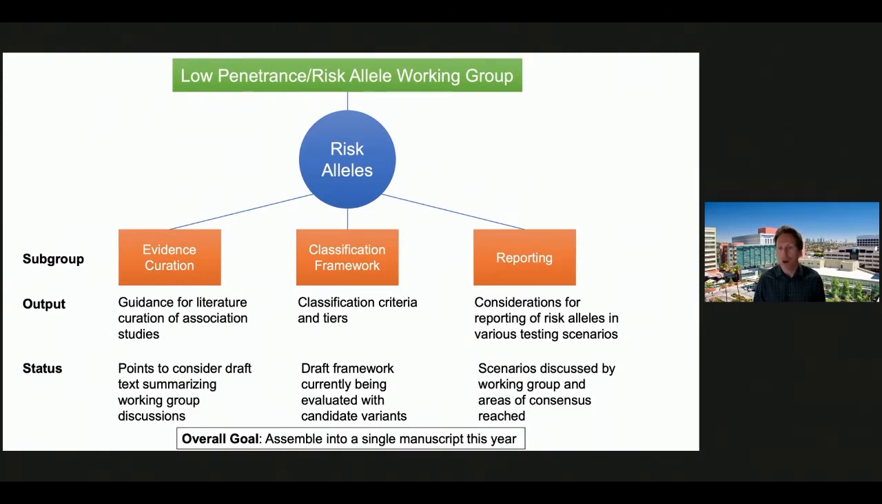For reporting, we're not trying to be prescriptive and tell you what your laboratory should report or not report, but just give you considerations to think about for factors that might drive your decision to report a risk allele or not in various testing scenarios. And then also potentially share when we have areas of consensus reached within the working group. So overall, our plan is to assemble this into a single manuscript within 2021.